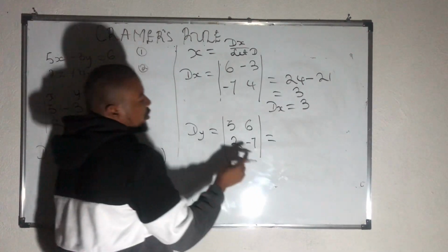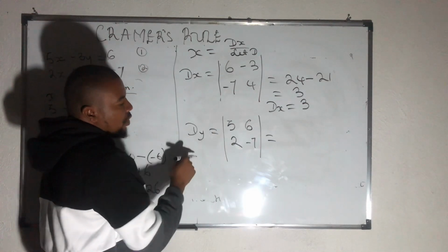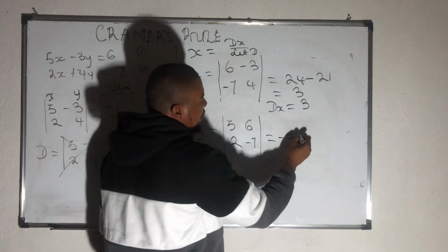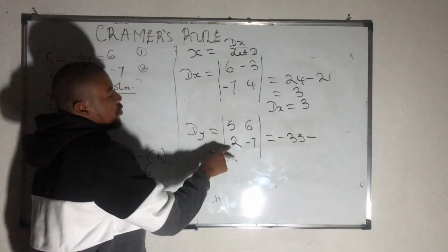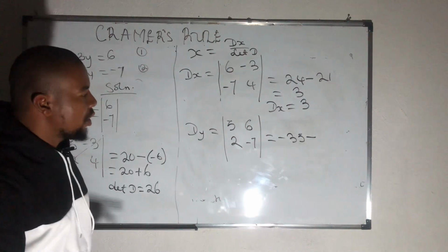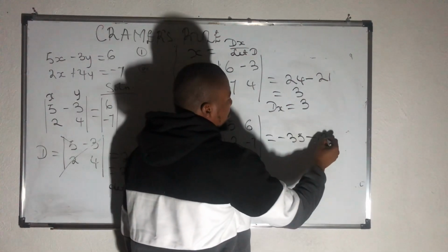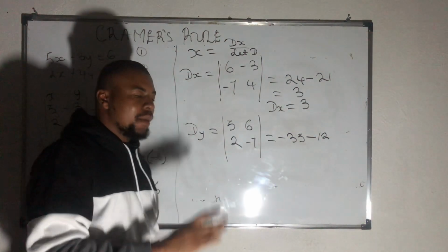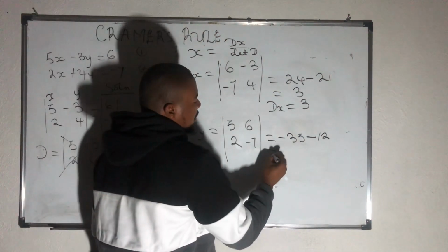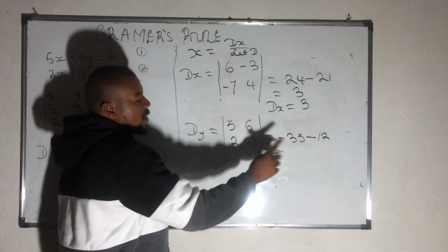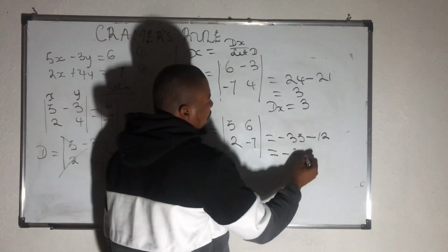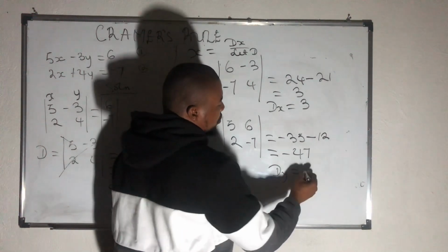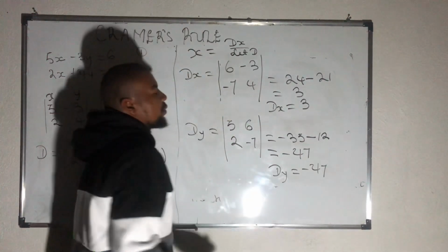This is equal to, let's multiply the major diagonal. Negative 7 multiplied by 5 gives us a negative 35, minus 2 multiplied by 6, which is the minor diagonal, gives us 12. Always remember that you have to subtract the minor from the major. Let's simplify this. Negative 35 minus 12 gives us negative 47. Hence, our determinant for y is equal to negative 47.